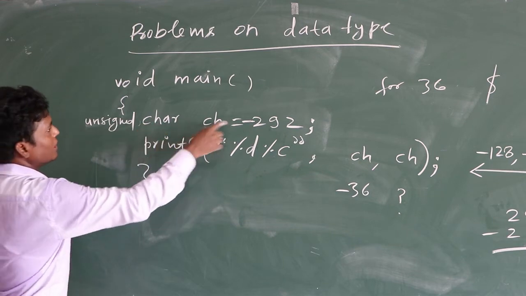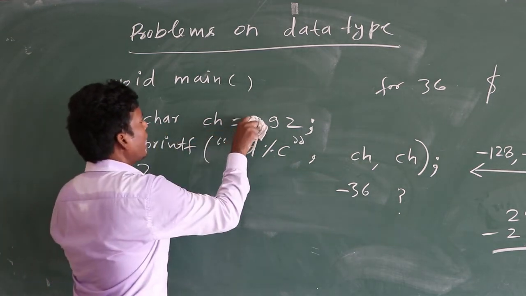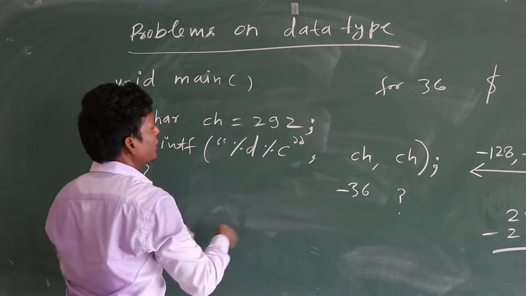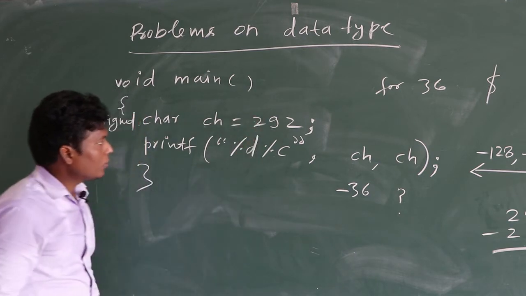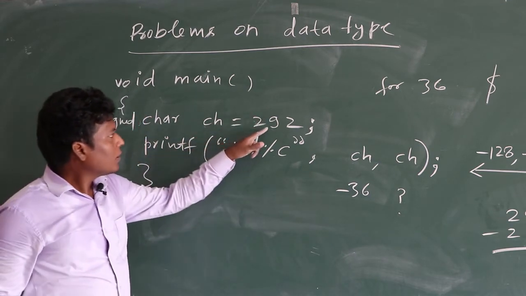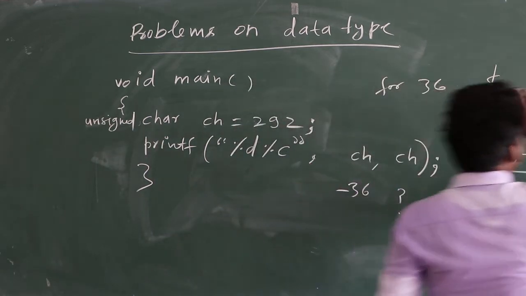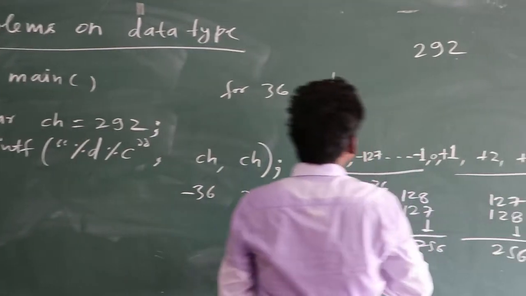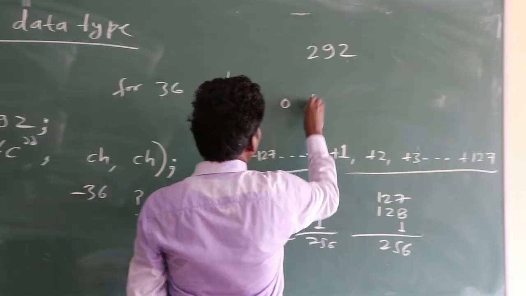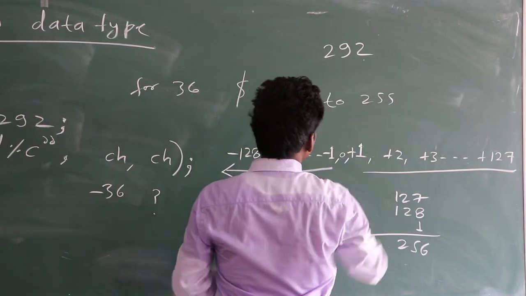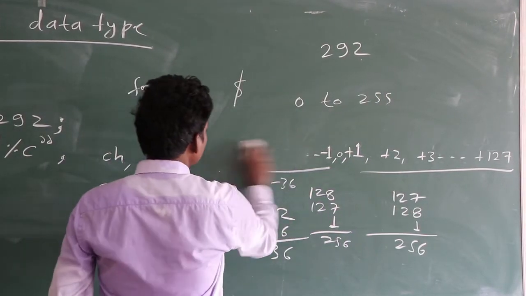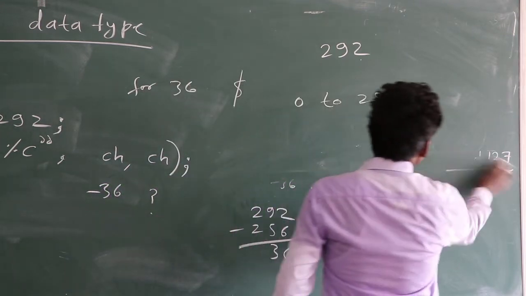Unsigned char CH equal to 292. Here is 292. Now how will you reduce? This is unsigned, so the range will be 0 to 255. Now how will you reduce this 292 in this range?